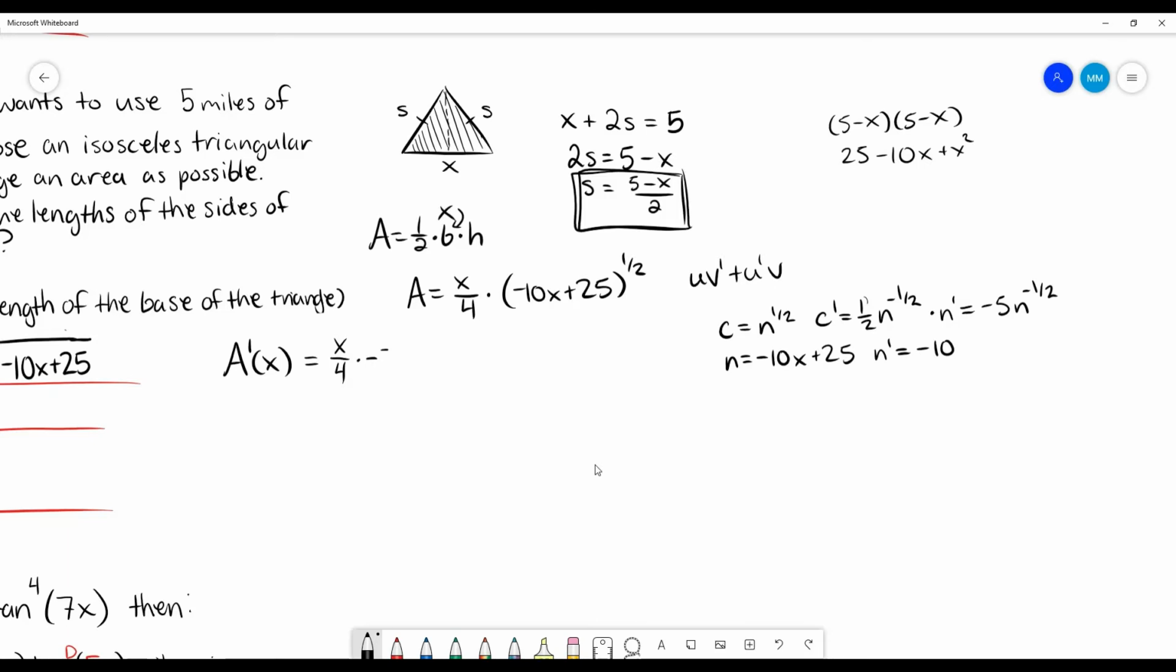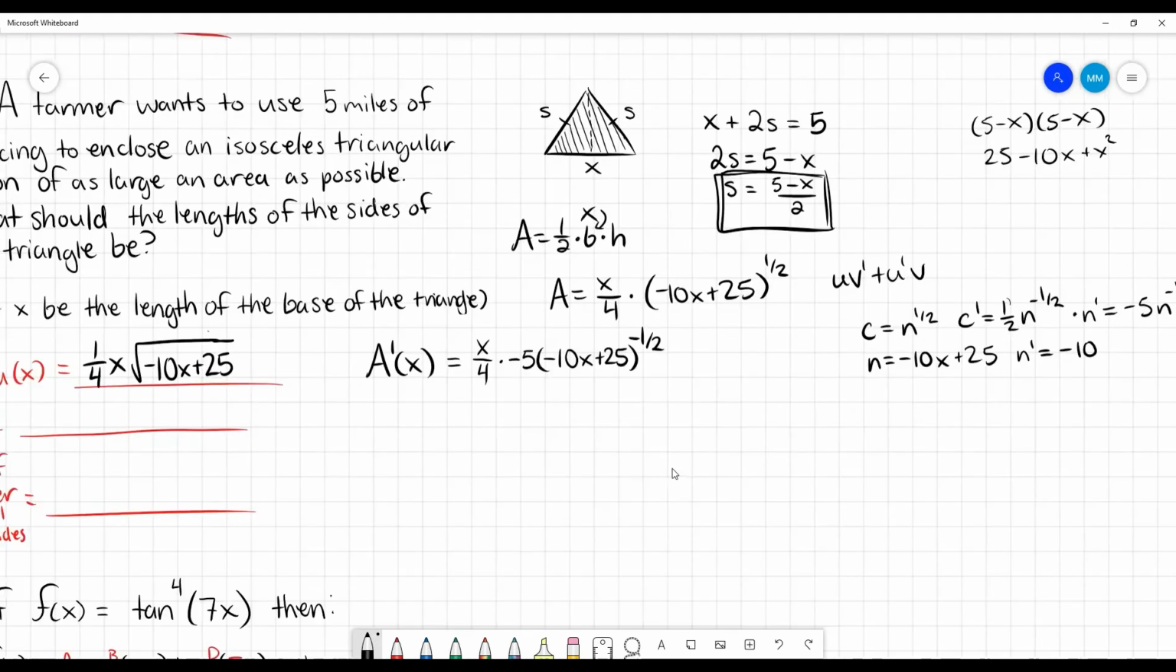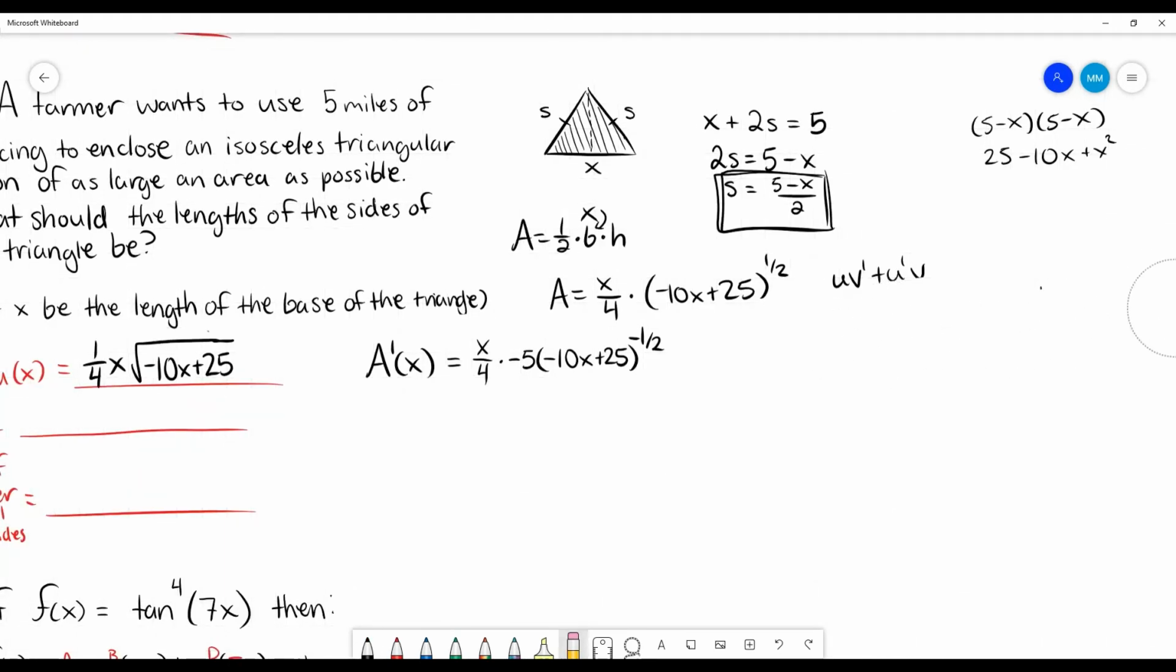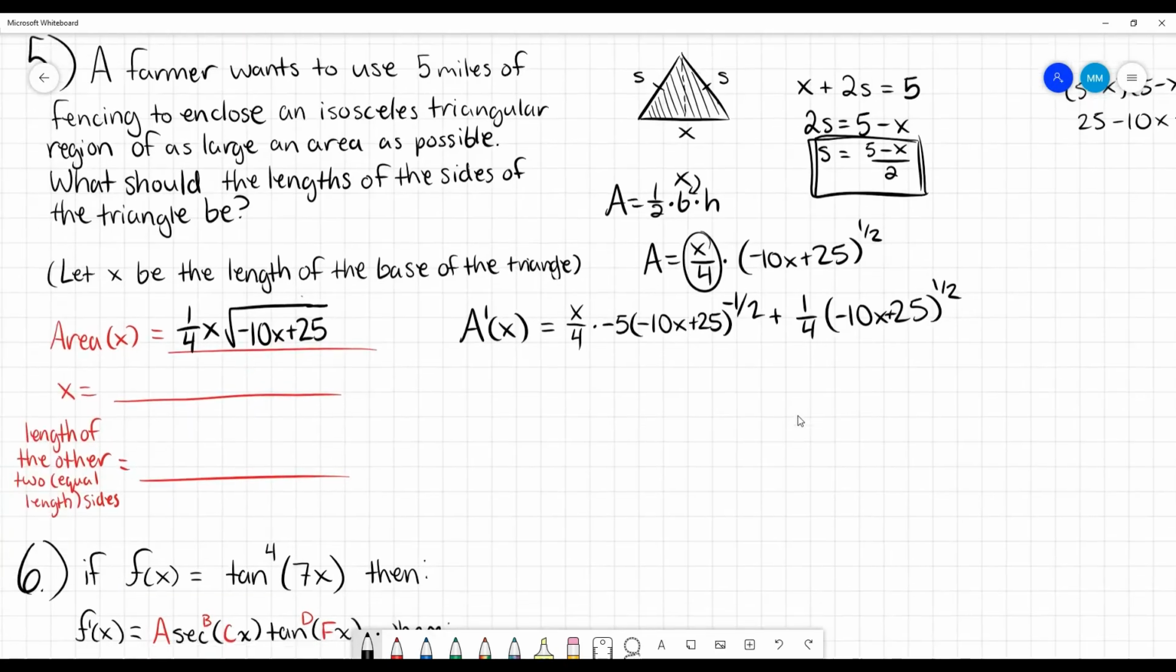So we get times a -5, our inside, to the -1/2. And then it's the derivative of our first term times our second term. So the derivative of x over 4 is just 1/4. So I get 1/4 times that there. Okay. And so that's our derivative. And it's pretty ugly. It's not a pretty one.